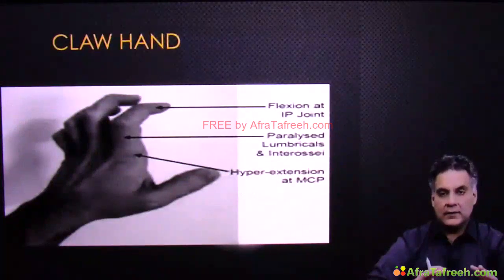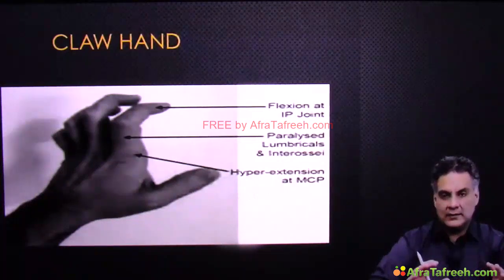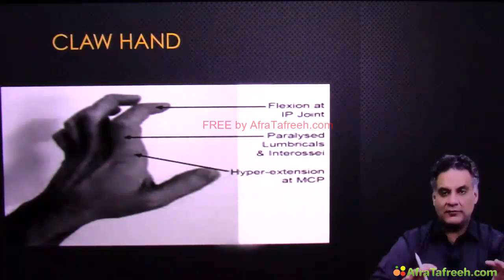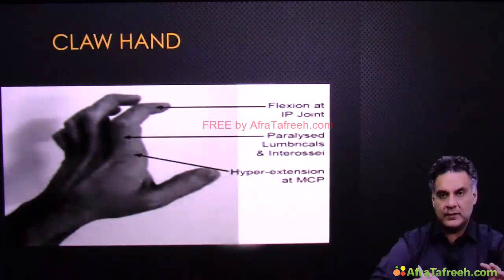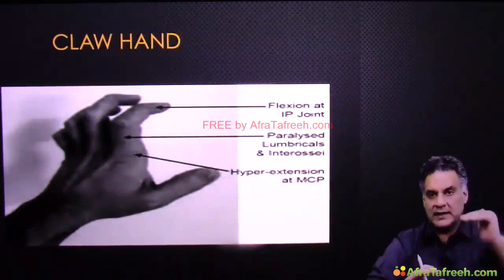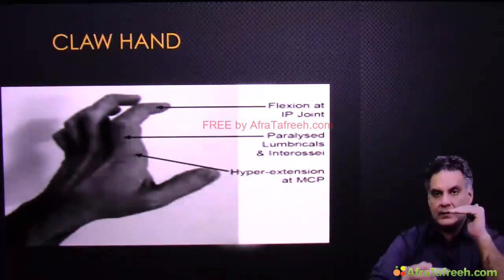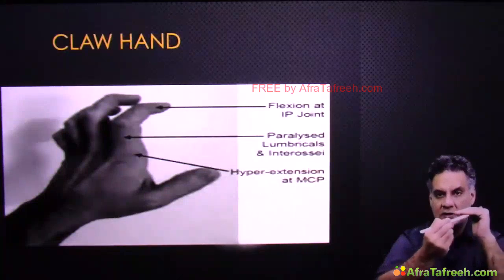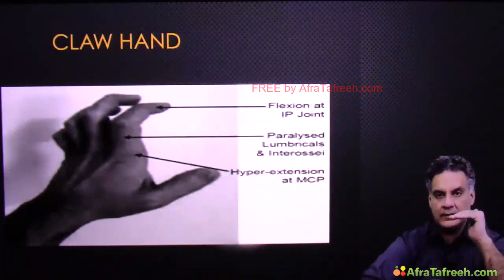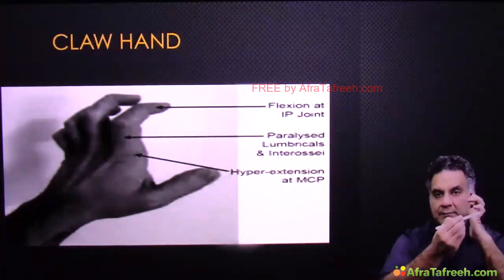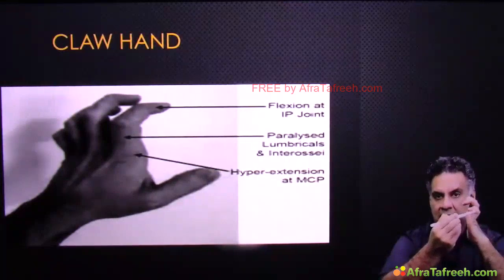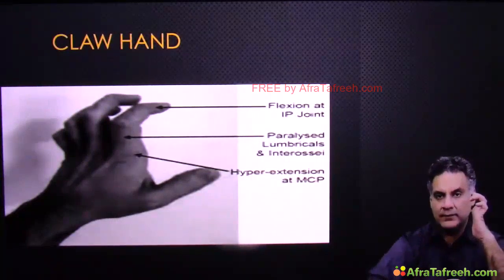Claw hand. Classically, absent functions of lumbricals. So lumbricals, they make an L: flexion of the MCP and extension of the interphalangeal joint. Claw hand is the opposite: hyperextension of the metacarpophalangeal joint and flexion of the interphalangeal joint.